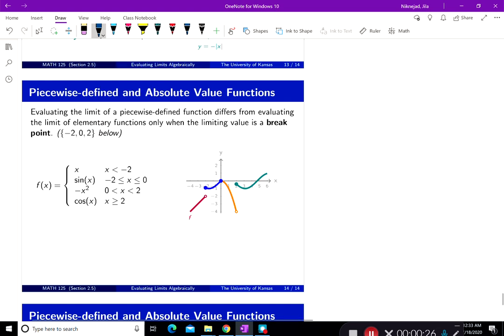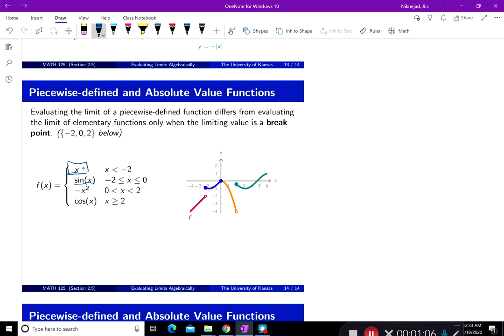So for example, over here we have one piece that is elementary within its domain for x less than -2, and sine of x is again elementary between -2 and 0, and so on and so forth. So if you drop the endpoints for each domain, then the function follows the elementary piece that is in that part of the domain, and the limits are just direct substitution.